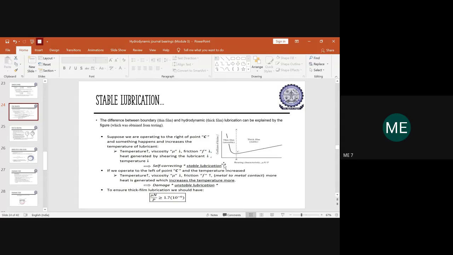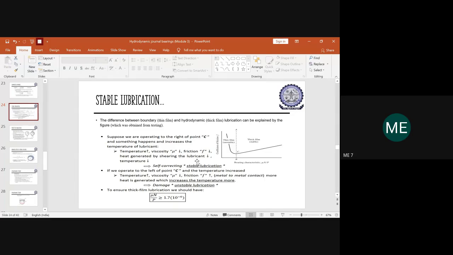So this will happen only if the film of the lubricant you are using is thick. If you have a thick film of lubricant, even though the temperature rises and viscosity comes down, it can substantiate the friction which is coming across the contact area, and the amount of heat generated due to shearing.